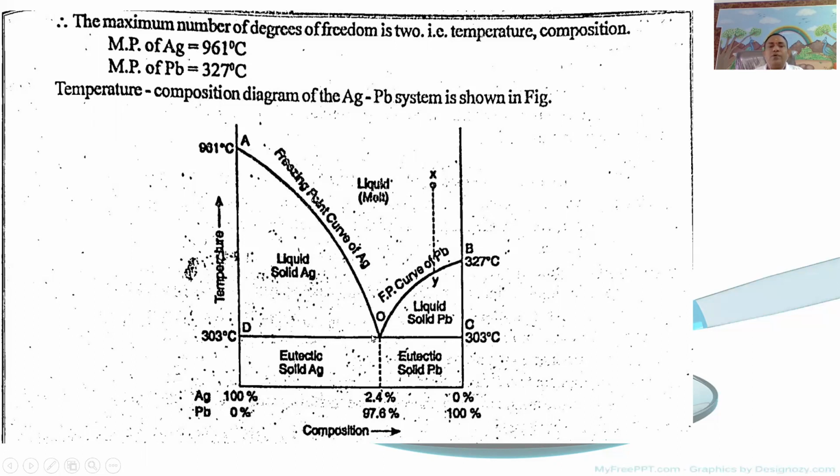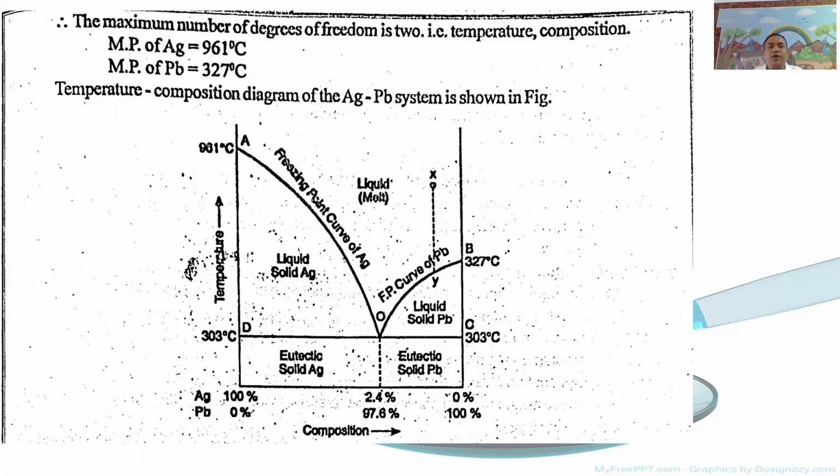The number of degrees of freedom required to explain any point on the AO as well as BO curve, based on the reduced phase rule P + F = C + 1, is F = C + 1 - P, whereas F = 2 + 1 - 2, that equals 1. That may be either temperature or composition. Therefore, it is a univariant system.